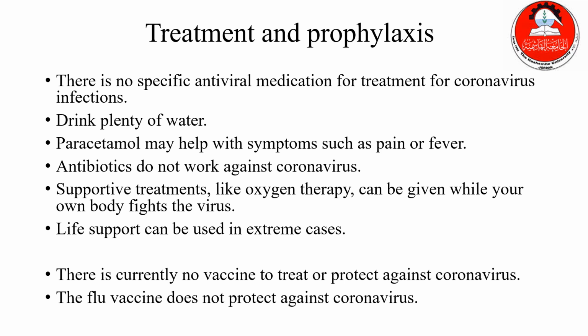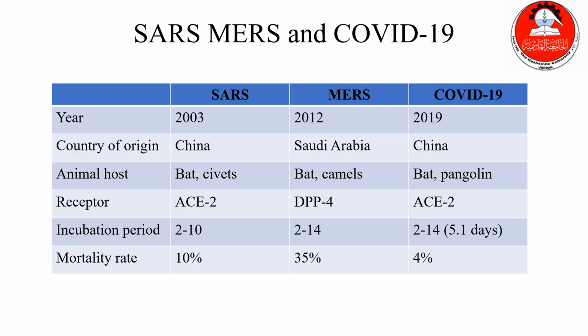There is currently no vaccine to treat or protect against coronavirus, and giving the flu vaccine does not really protect against the coronavirus. Here, a comparison between the newly emerged coronaviruses, which jumped across species from animals to humans. This table shows a comparison between these three different coronaviruses. So the SARS coronavirus emerged in 2003, the MERS in 2012, and the COVID-19 in 2019.